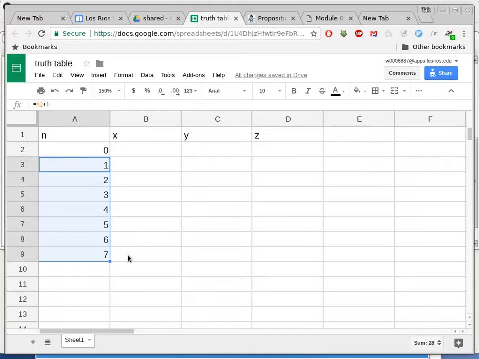7 is 1, 1, 1 as a binary number, which corresponds to false, false, false, all the way down to true, true, true. So now the only question is how do we assign those true, false values to x, y, and z? In other words, we're doing binary conversion. We're converting the values to binary and only picking out 1 digit at a time. There are many ways to do it.